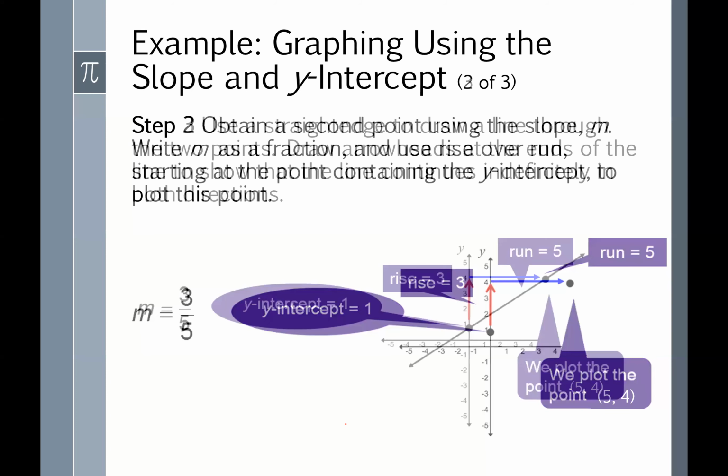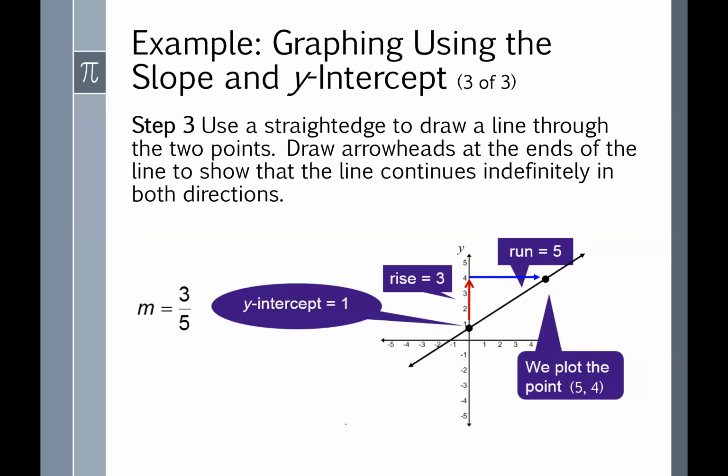We take a straight edge, we draw a line through those 2 points and make sure we put arrows on each end. And this may be the method that you are most familiar with when graphing the equation of a line.